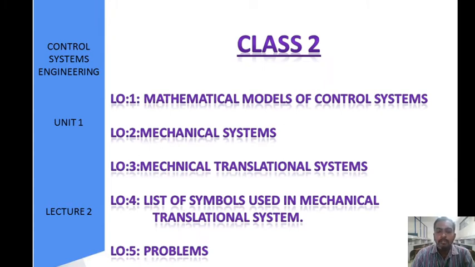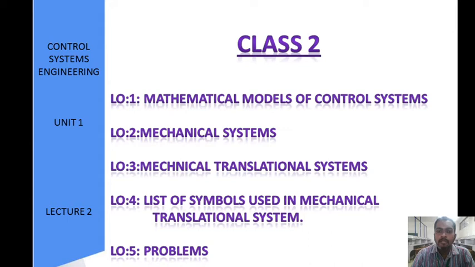In the previous session we discussed what control system engineering is, and the types of control systems like open loop control system, closed loop control system and feedback networks. We have also discussed the advantages and disadvantages of open loop and closed loop control systems.